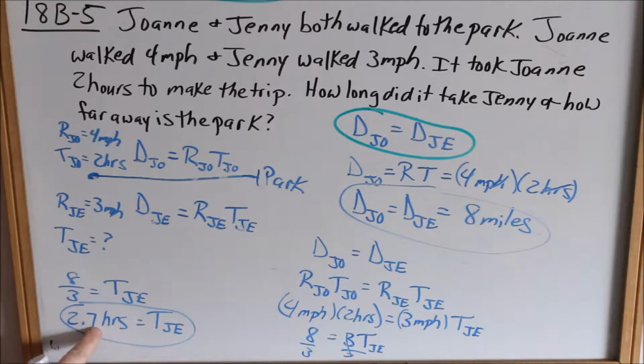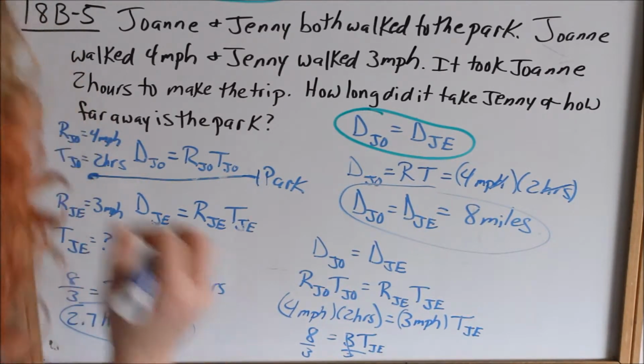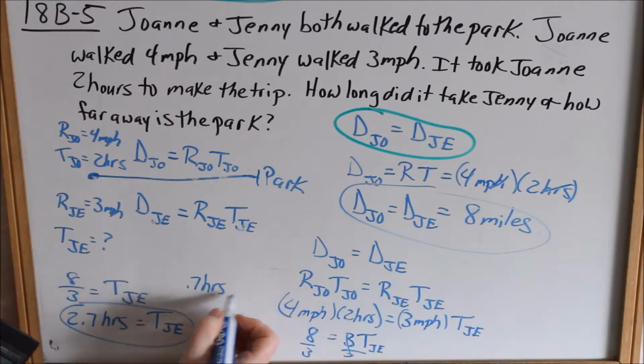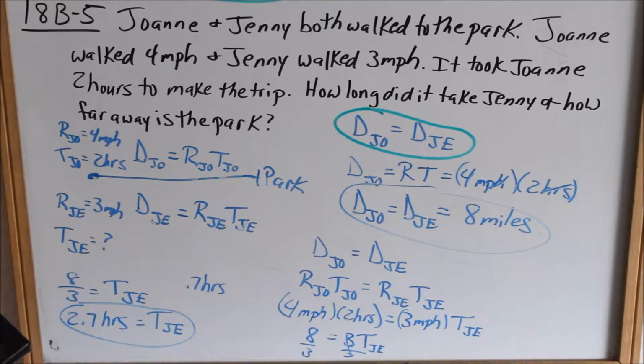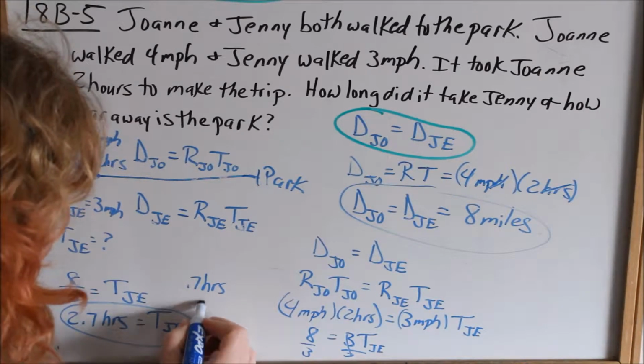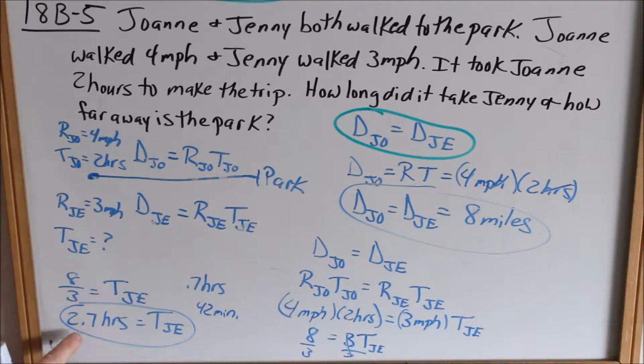Or you can actually turn your 0.7 hours into minutes. If you want to turn 0.7 hours into minutes, what is 7/10 of an hour? Well, you multiply that by 60 to convert it to minutes. So multiplying that by 60 means 42 minutes. So you could say that Jenny went 2 hours and 42 minutes.